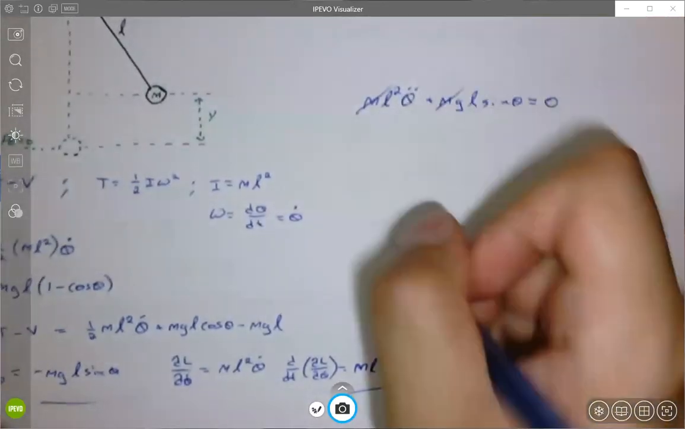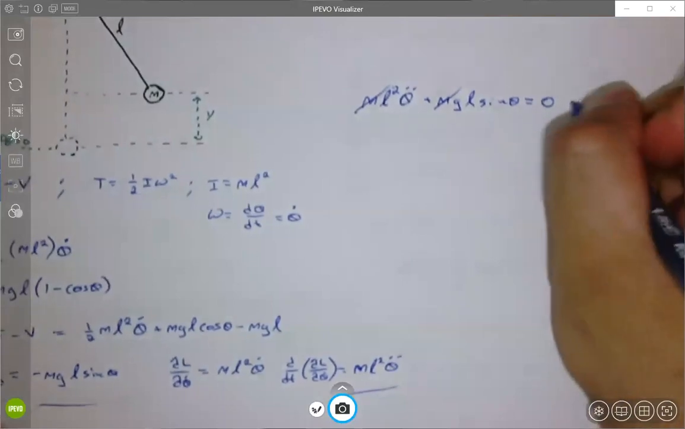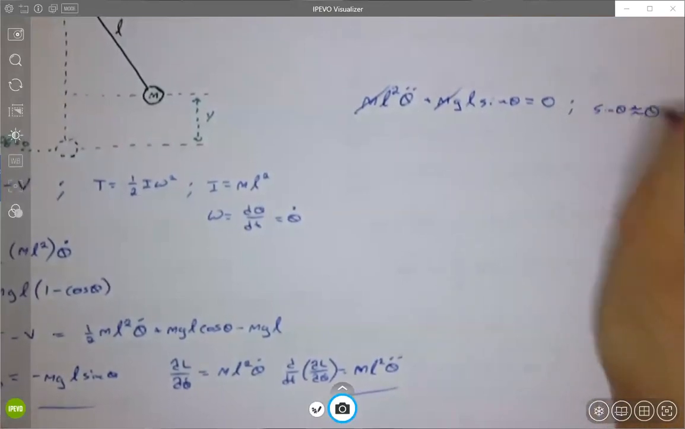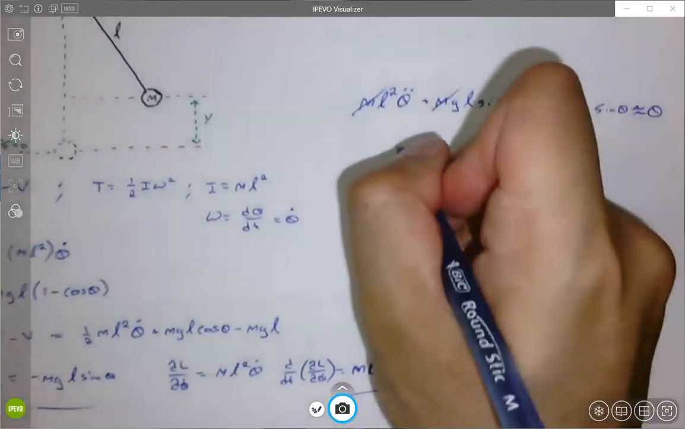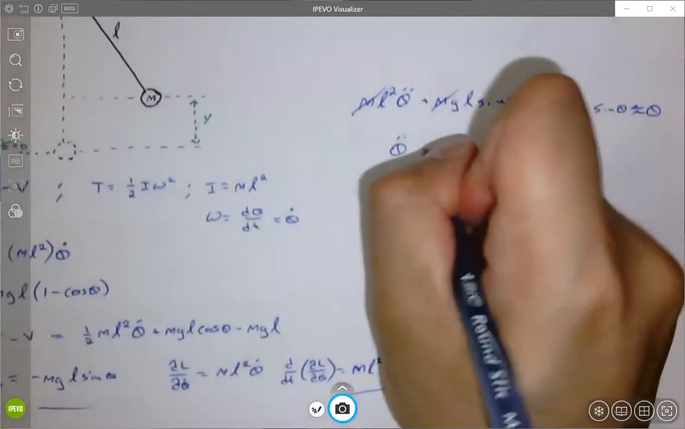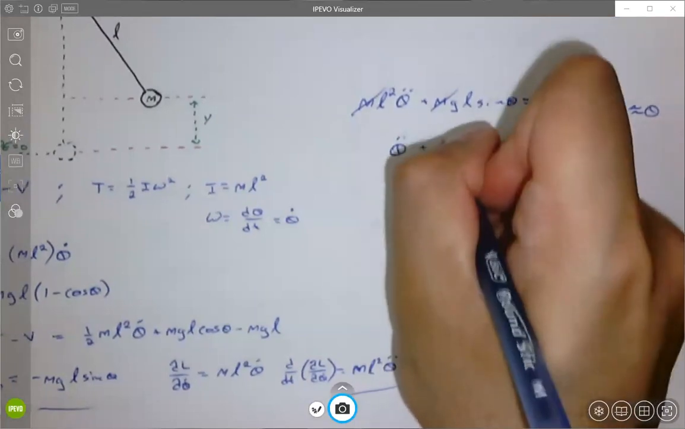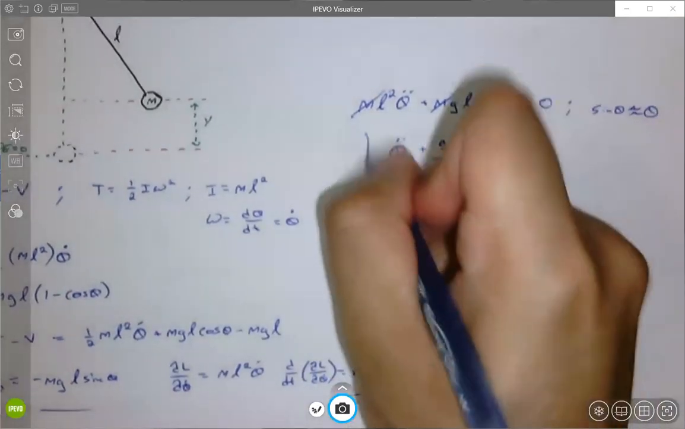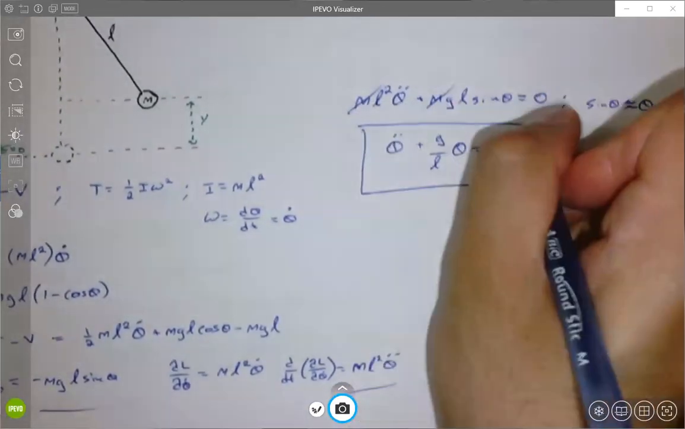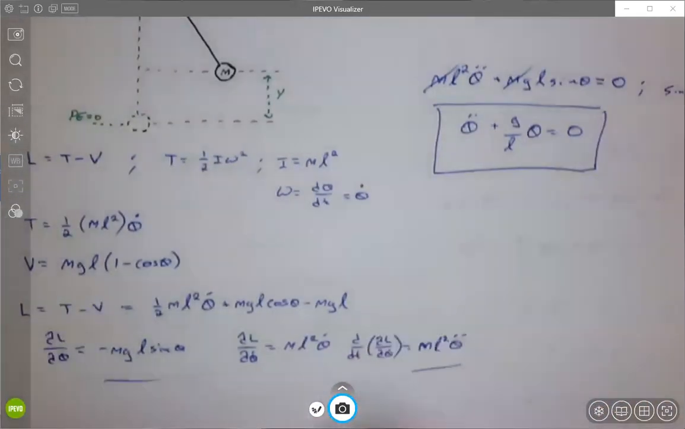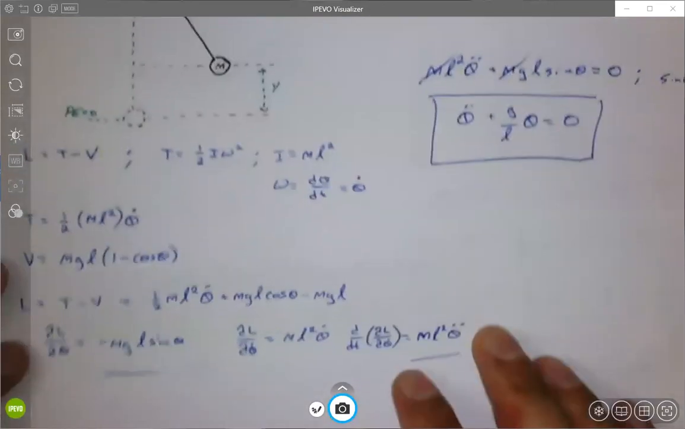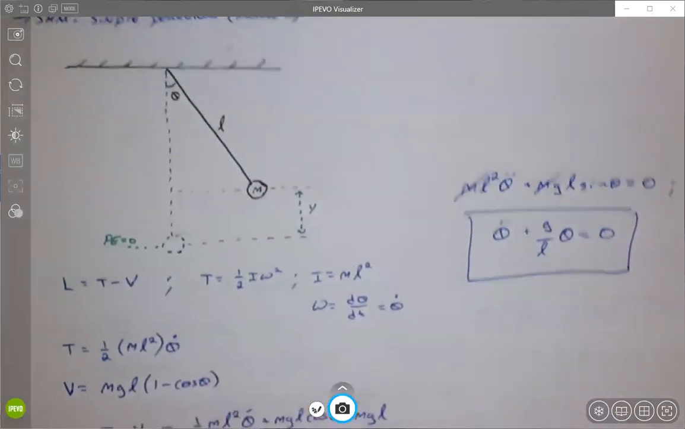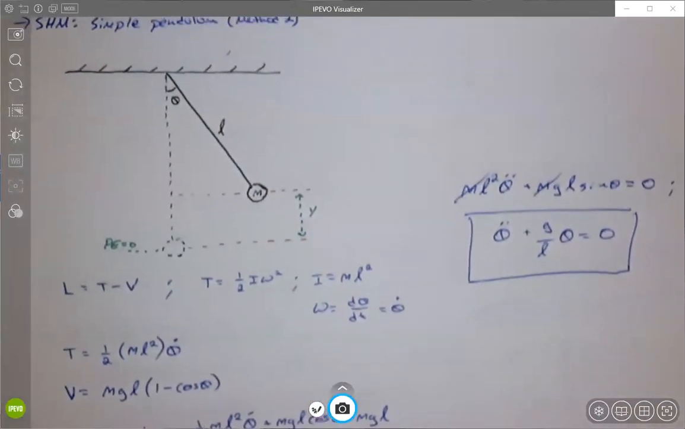The m's cancel out. You divide both sides by this, but also sine theta is roughly equal to theta for small angles. And we end up with theta double dot plus g over L theta is equal to 0. So we end up with the same result, just in fewer steps. And that's the Lagrangian technique for the simple pendulum. I'll see you in the next lesson. Adios.